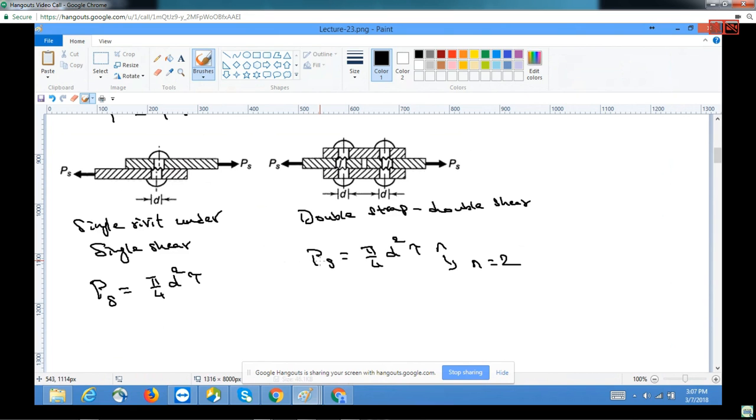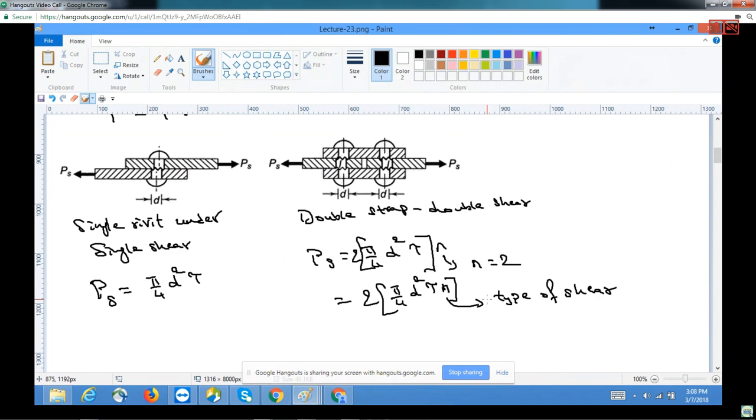So for multiple cases, you'll have multiple values. Further, you have two such rivets, the first rivet and the second rivet, so this has to be multiplied by 2. So in this case, it is pi by 4 d square tau into n, and n determines the type of shear. So this is the shear strength.